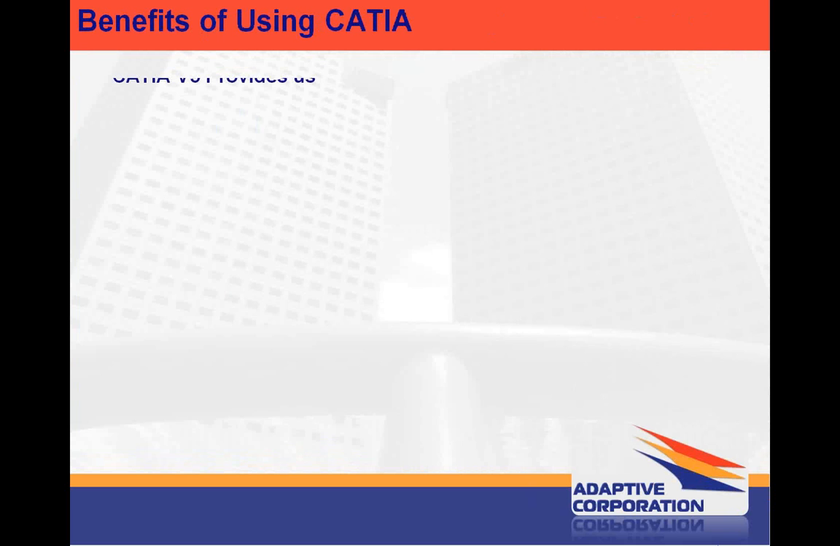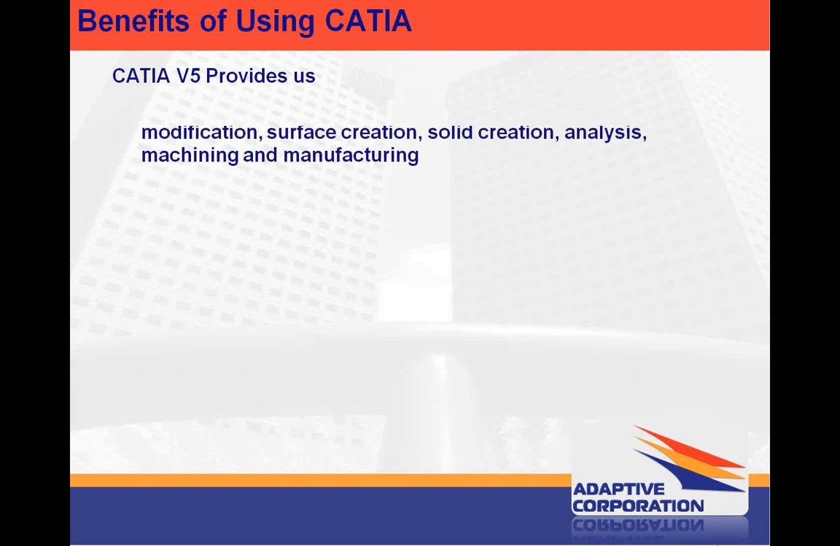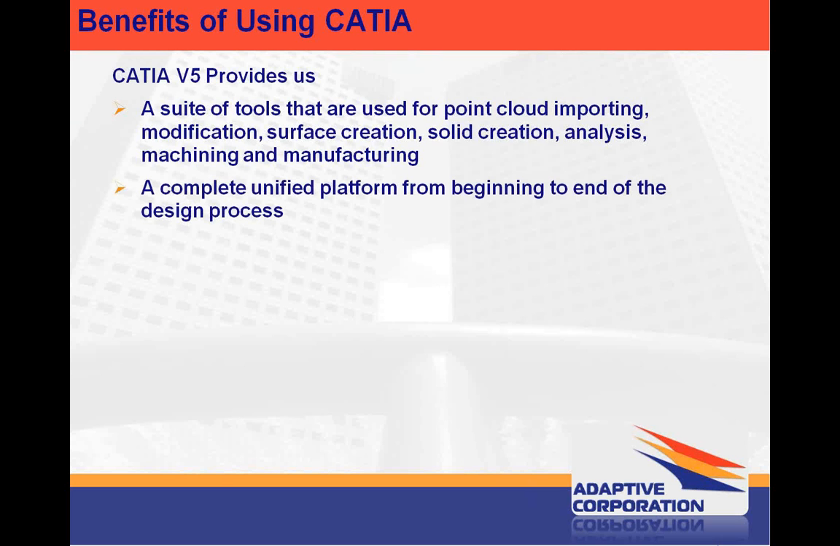Benefits of using CATIA. CATIA V5 provides us a suite of tools that are used for point cloud importing, modification, surface creation, solid creation, analyze, machining, and manufacturing. A complete unified platform for beginning to end of the design process.